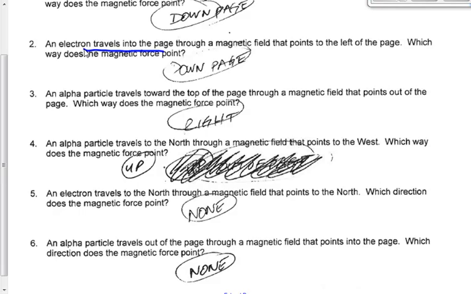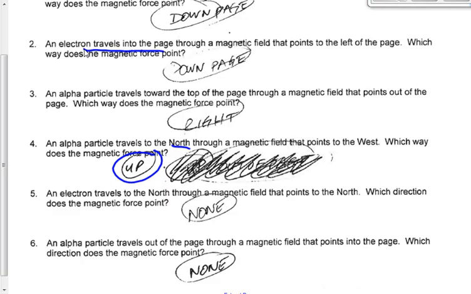In a question like number 4, we're not saying up toward the top of the page. We're saying up. Why aren't we referencing the page in question number 4? Because the question talks about north, south, east, west. So if we're talking about the page in the question, then our answer has to reflect that. If we're talking about north, south, east, west in the question, then our answer has to be relative to the earth as opposed to relative to the page.